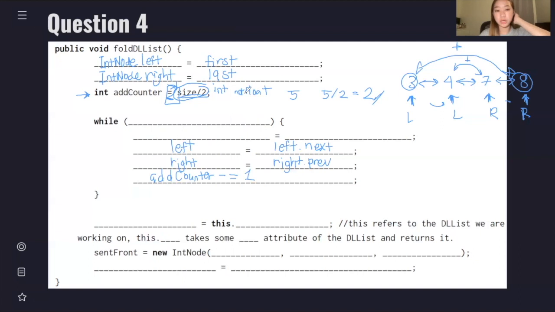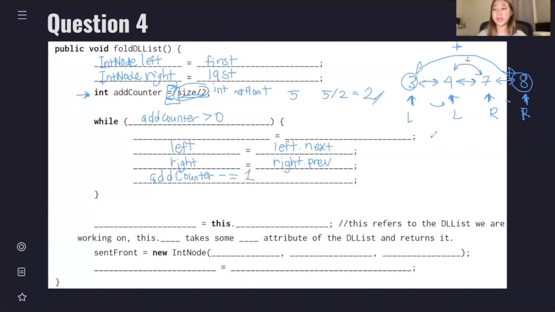And then from here, you can realize that we only want to be moving these left and right pointers up until we run out of things to add, right? And again, we're keeping track of that using add counter. So we know that add counter plays a role in dictating how long our while loop goes. Therefore, it will be add counter greater than 0. Because once add counter hits 0, that means there are no more values to sum together. That means we're done, right?